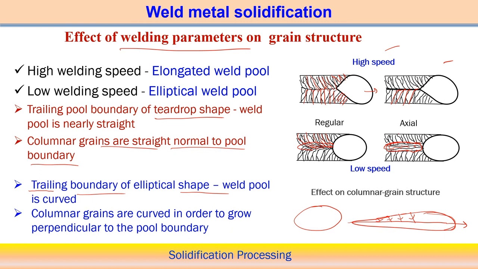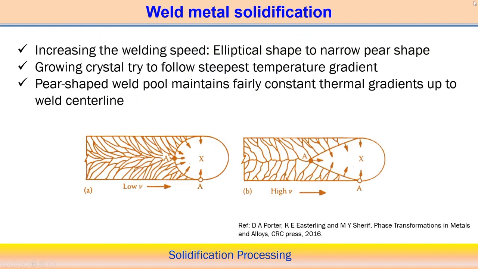In one case we can see an almost straight columnar structure, and in other cases we can expect that near the center it will try to make a curvature. When the temperature gradient is more or less similar, it will try to create an equiaxed kind of structure. Here is a clearer way to understand how this welding speed actually influences the solidification.